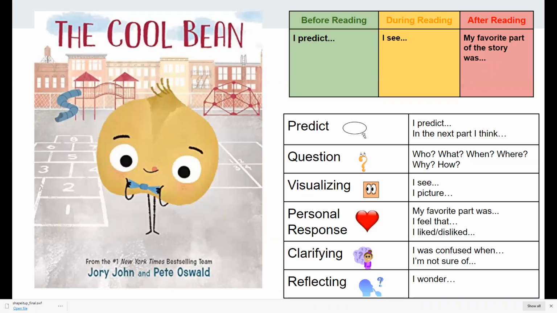Have no fear, you can use more than those stems though, but that's just to help you out a bit for today's activity. So right now, I want you to take a moment and think, what predictions do you have about the cool bean? You can start your stem off with, I predict.